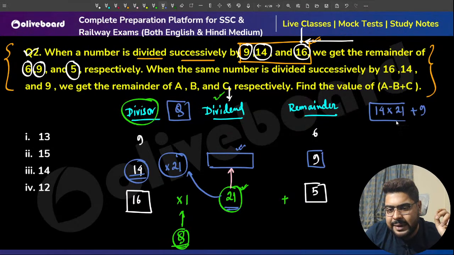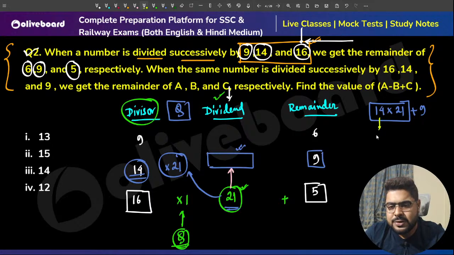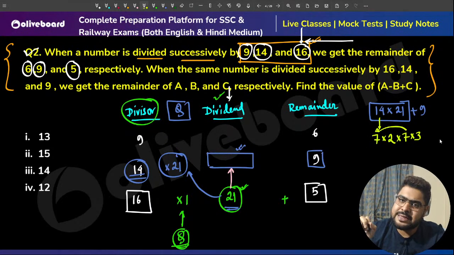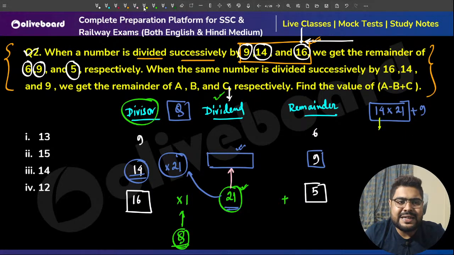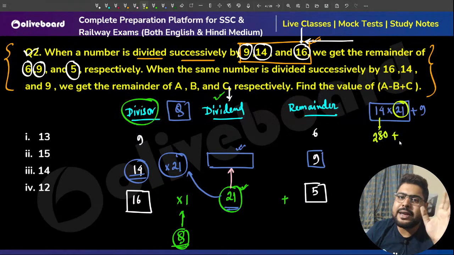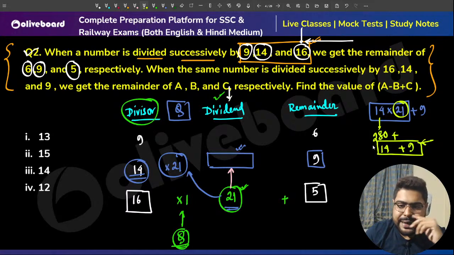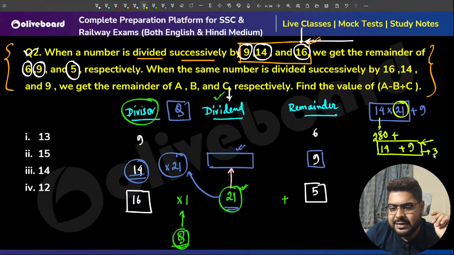How to multiply this quickly? There are n number of ways you can multiply. This is 7 into 2 into 7 into 3, 49 into 6. Otherwise, there is another way. It's very simple: 21 into 14. 14 into 20 is 280. 21 means 14 is left, so you add that. And this 9 is already there. So 14 plus 9 is 23. 23 means this will become 303. That means this number is now 303.